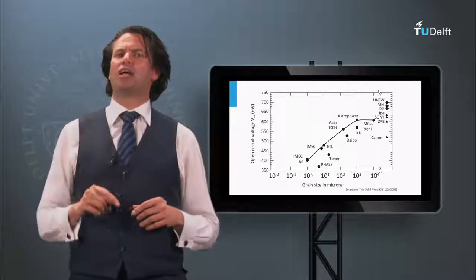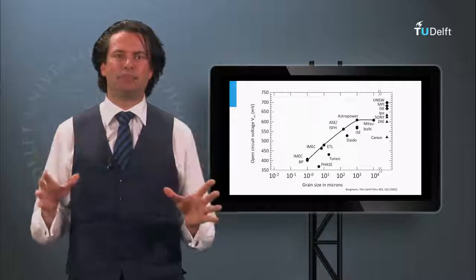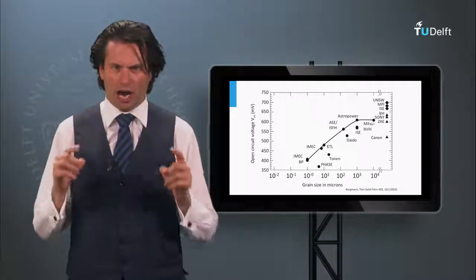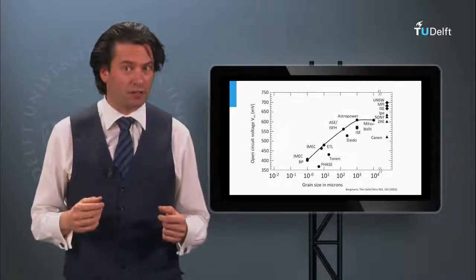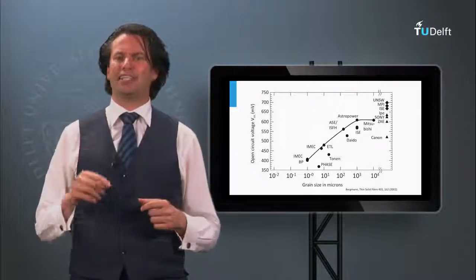The question now is, how do we make these types of silicon wafers? How do we make monocrystalline and how do we make multicrystalline wafers? We will discuss that in the next block.